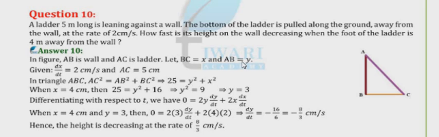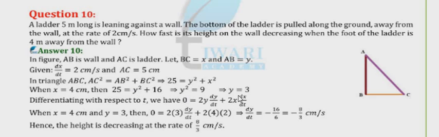Now, BC is x, AB is y. Now dx by dt is given. AC is already 5. Now we can apply the Pythagoras theorem. AC square is equal to AB square plus BC square. AC means 5, so 25 is equal to y square plus x square. Now, since dx by dt is given, we have to differentiate with respect to t. Now when x becomes 4, what will be the value of AB at that time? So you put x equal to 4 here. So 25 is equal to y square plus 16.